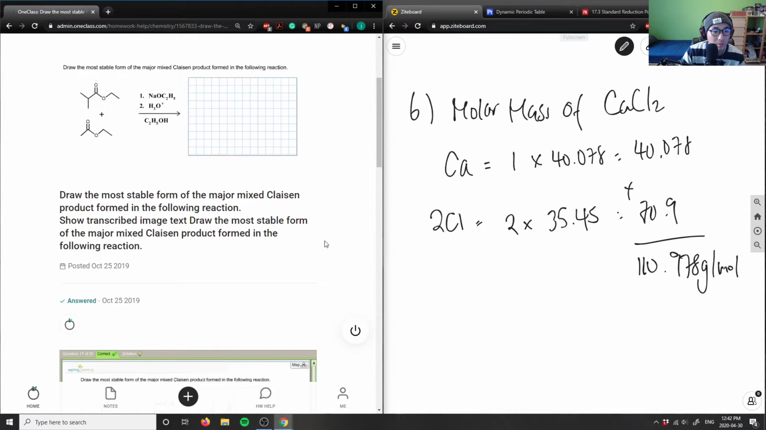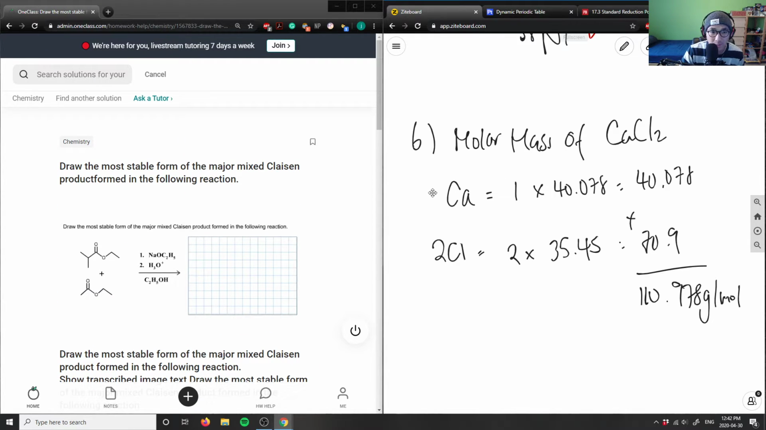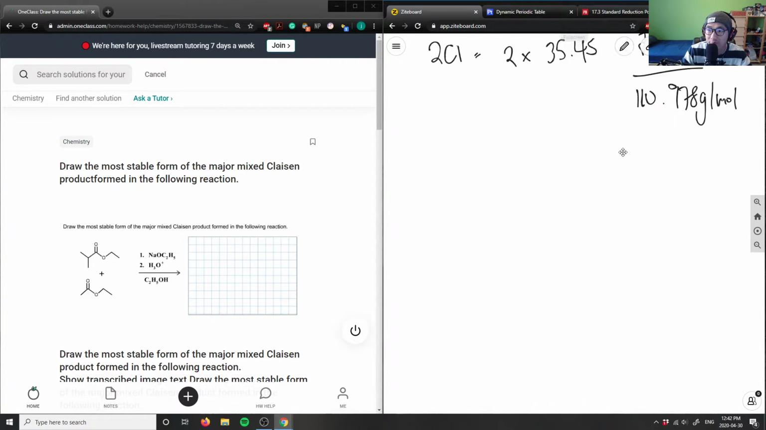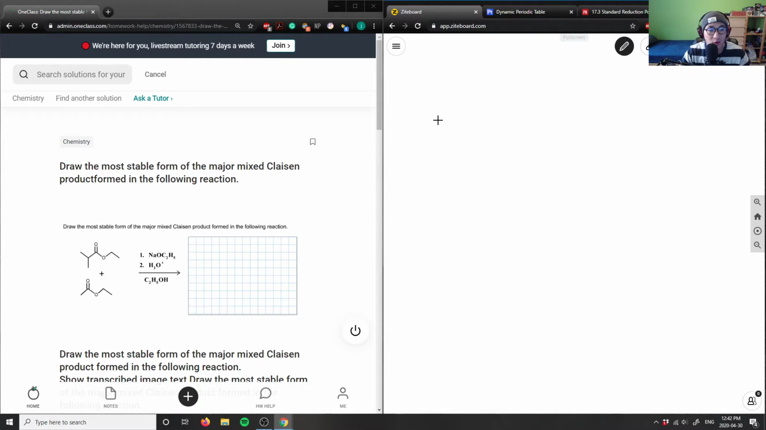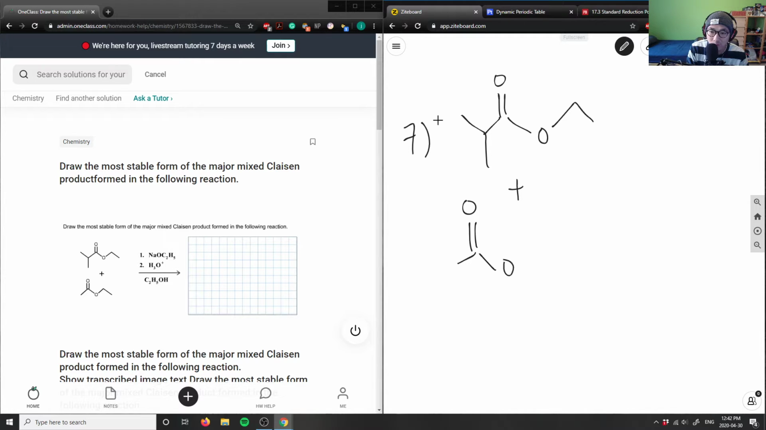Oh. Interesting. Okay, I have an organic chemistry question here. I think I accidentally plugged this in by accident. Sorry. So this is not in grade 11. Don't worry about this. But nonetheless, I guess I'll verify this question for you as well. So it's asking, draw the most stable form of the major mixed Claisen product formed in the following reaction. So this is probably university level chemistry. Sorry about the folks at home that were tuning in. I did not know that I put this question in, but it's okay. We'll roll with it for this one.